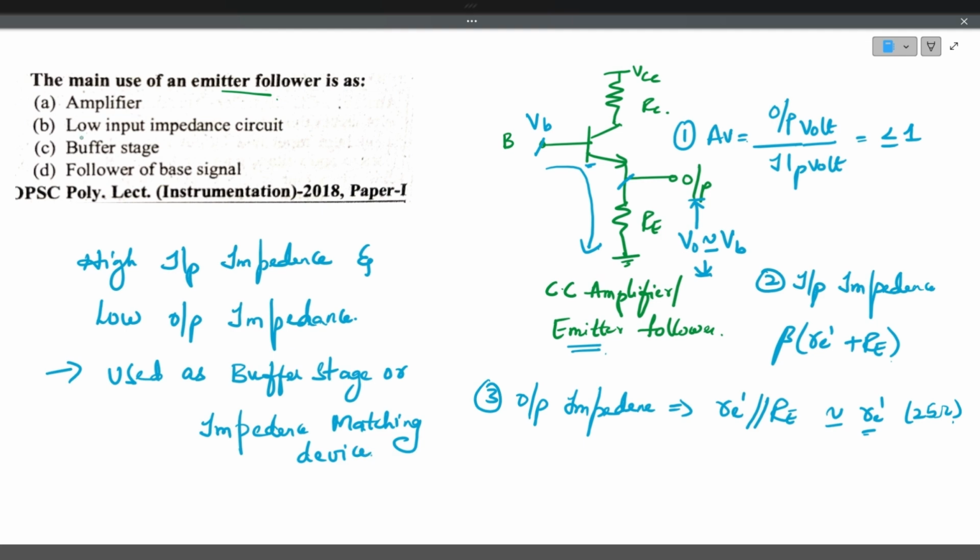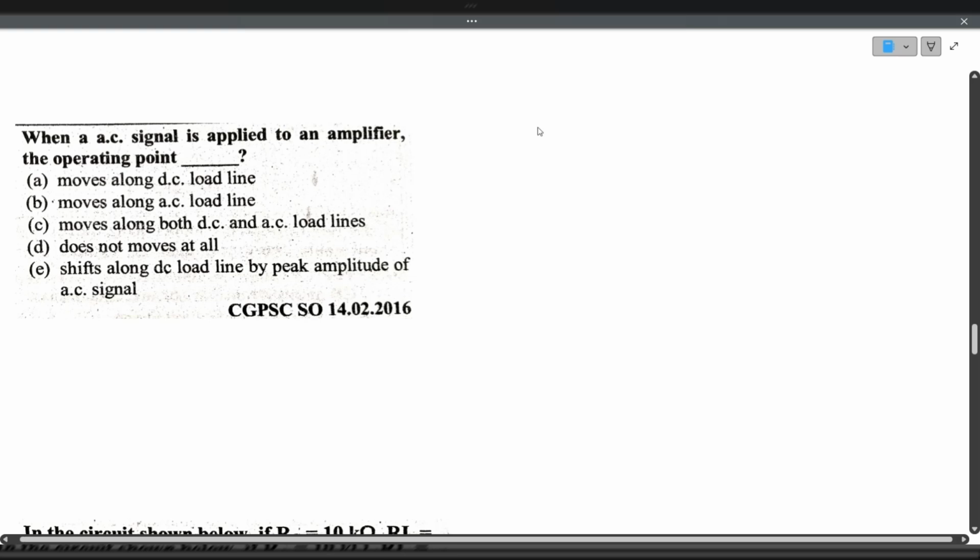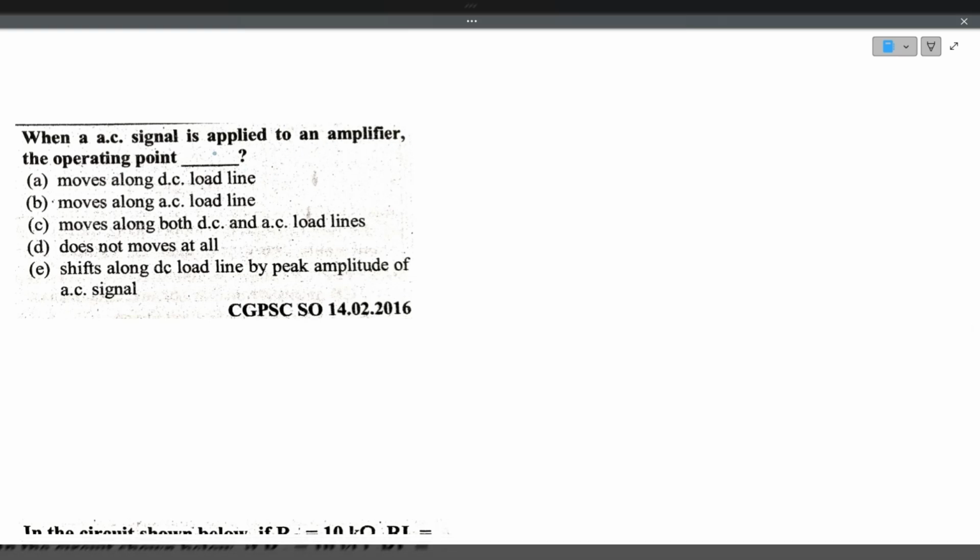So the answer is option C. When the AC signal is applied to an amplifier, the operating point moves along the AC load line. If you consider the AC signal, the operating point moves along the AC load line.